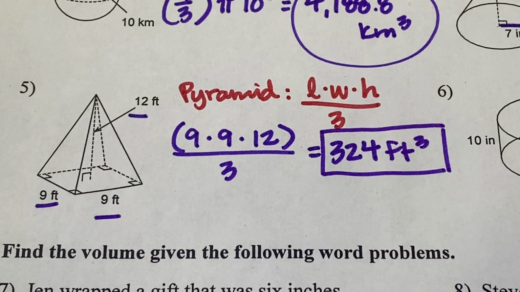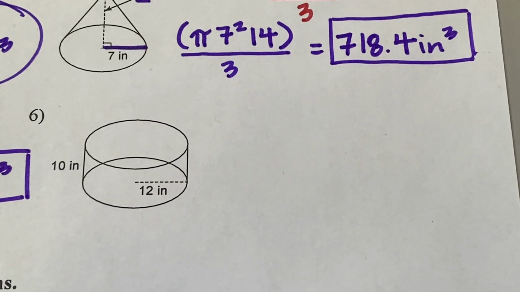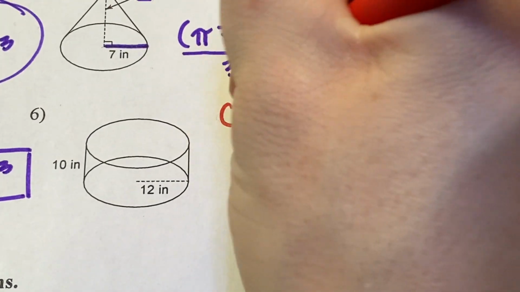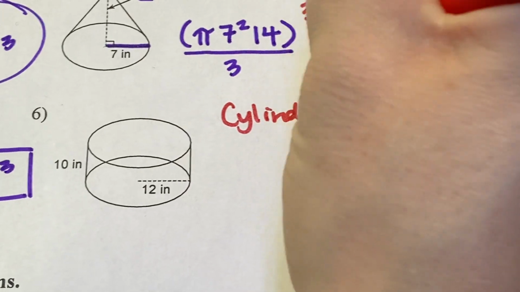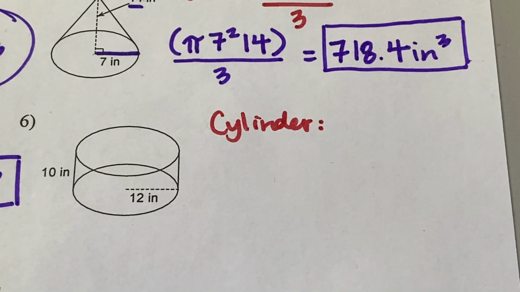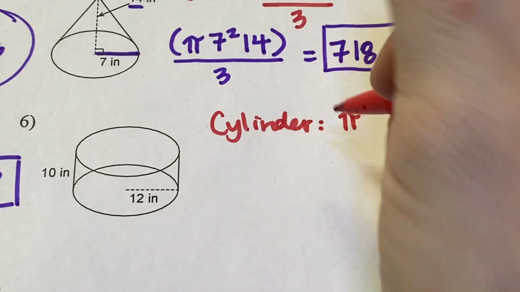Nice, okay. And the last shape we need to remind ourselves. What is this guy? It's a cylinder. You guys are good. You learned your shapes in elementary school. Okay, the volume formula for a cylinder. We have pi. Remember, anytime a circle shape is involved, you're going to see pi.